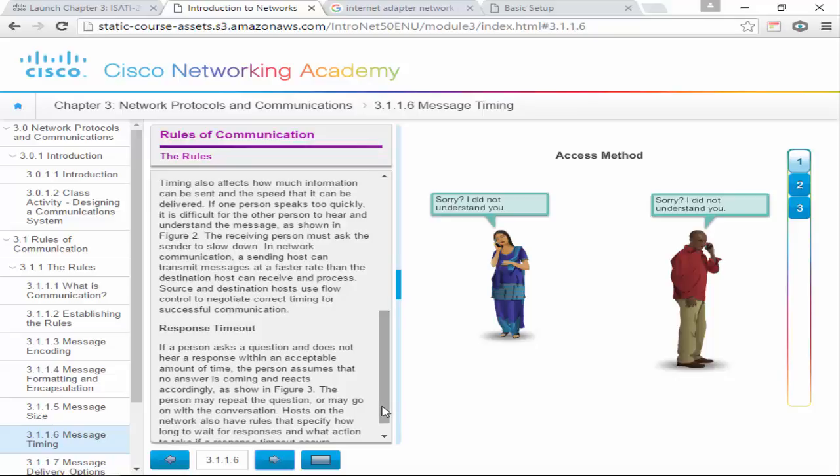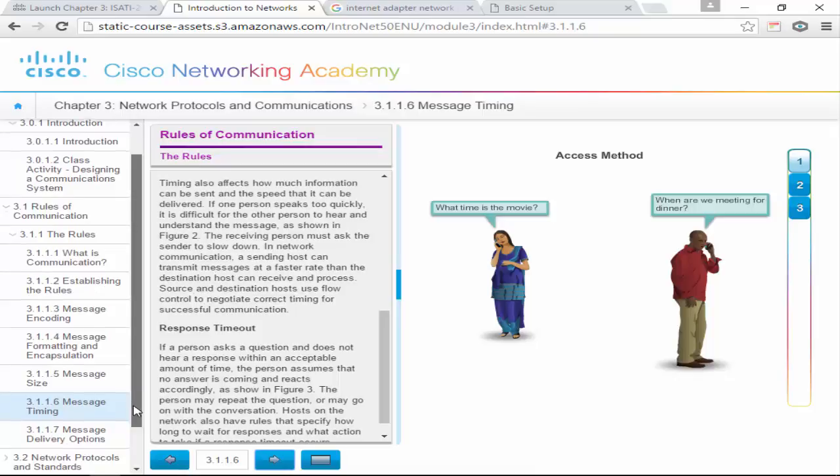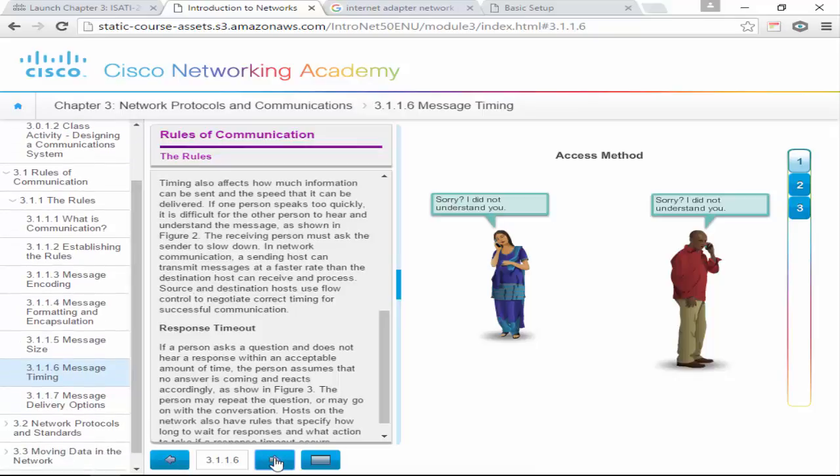And then we have response timeout. So if I say something to you and you just look at me with a blank stare, after a while I'm going to say it again because I don't think the message actually got there. So those are some of our timing rules in there.